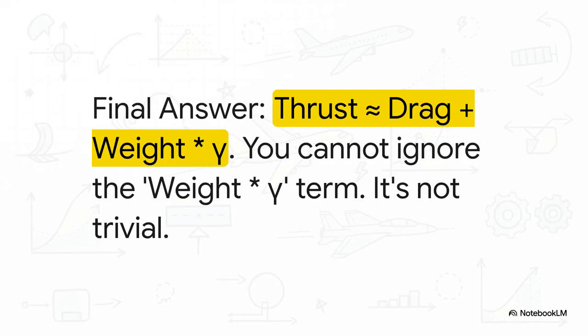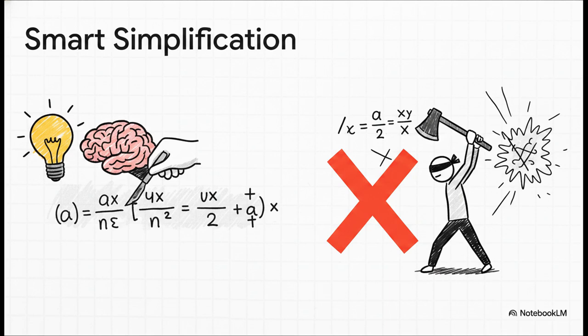And this leads us to our final correct approximation for a climbing aircraft. We can definitely simplify sine of gamma to just gamma. That's a good approximation. But we absolutely cannot get rid of that weight times gamma term. It might look small on its own, but in the context of the other forces at play, it is not trivial at all. So, to wrap up, the key here is that linearization is a tool for smart simplification, not blind simplification. The most important question you can possibly ask yourself is, small compared to what?